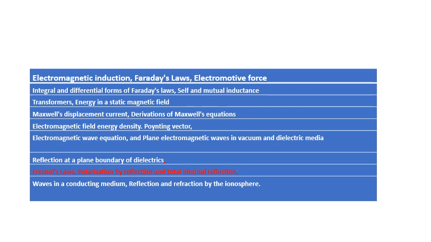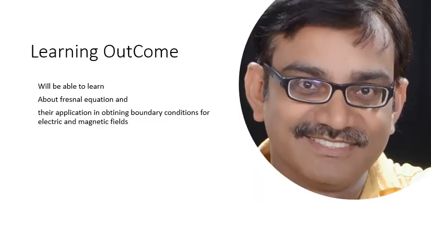In the last lecture, we discussed reflection and refraction at boundaries. But when we discuss reflection and refraction at boundaries, we will take care about the polarization component, as light is a transverse wave. In this lecture, we will learn about Fresnel equations and their application in obtaining boundary conditions for electric and magnetic field.